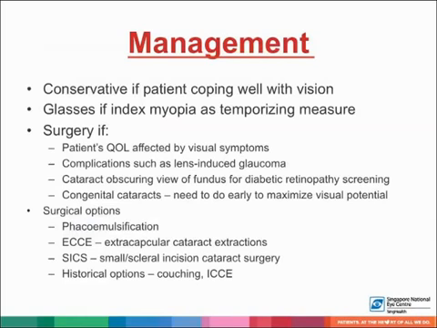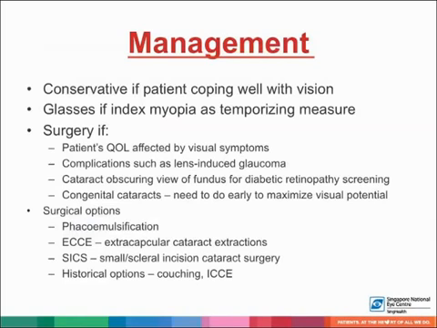Surgical options include phacoemulsification, which is the commonest performed surgery in the developed world for cataract. ECCE is basically extracapsular cataract extraction, wherein we manually extract the cataract from the bag and replace the lens through an incision that we create on the cornea, on the corneal limbus, and subsequently stitch up the incision.